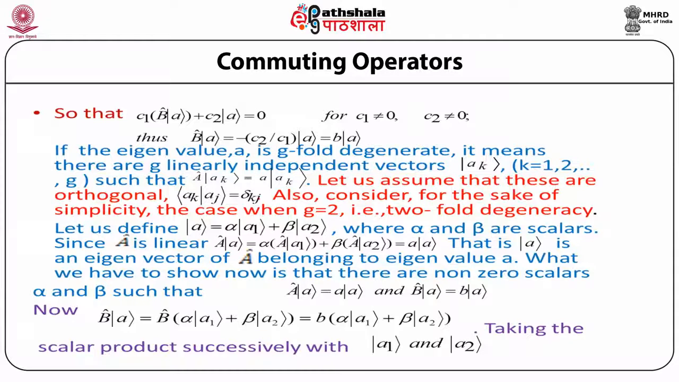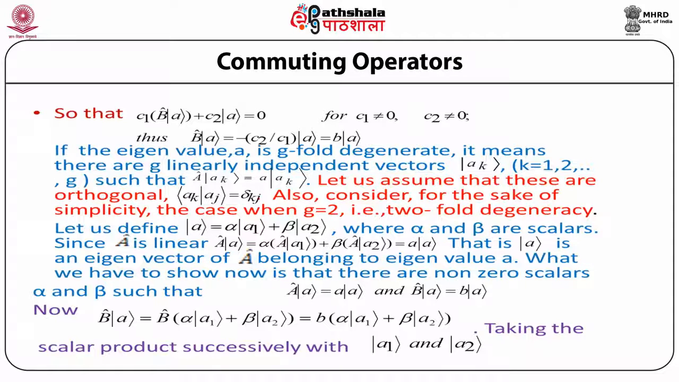Now, if the eigenvalue A is G-fold degenerate, it means that there are G linearly independent vectors, ket vector AK, K going from 1 to G, such that operator A acting on ket vector AK is equal to A times ket vector AK, where A is the eigenvalue corresponding to each of the linearly independent AK ket vectors. Let us assume that these are orthogonal, that is, bra vector AK ket vector AJ is equal to delta JK. Also, consider for the sake of simplicity the case when G is equal to 2, that is, there is 2-fold degeneracy.